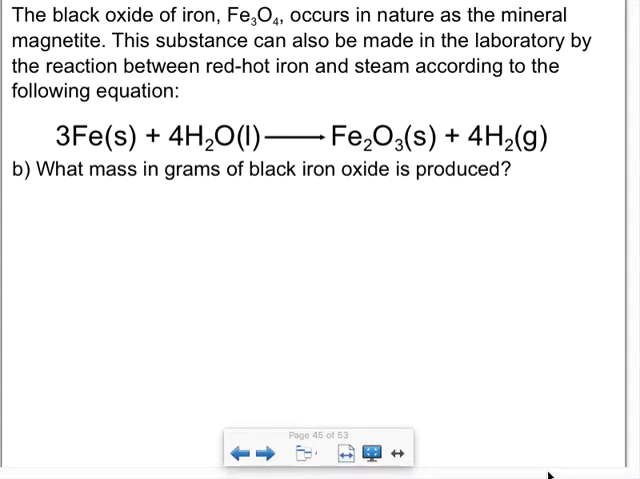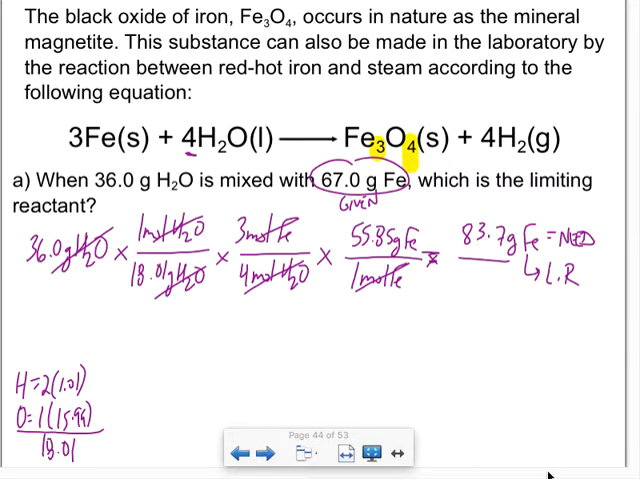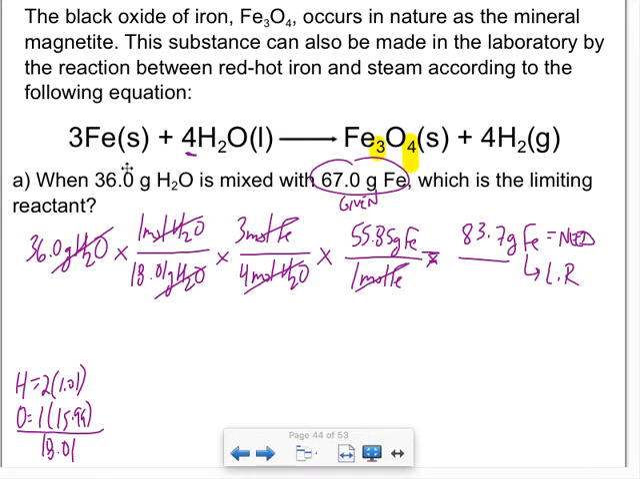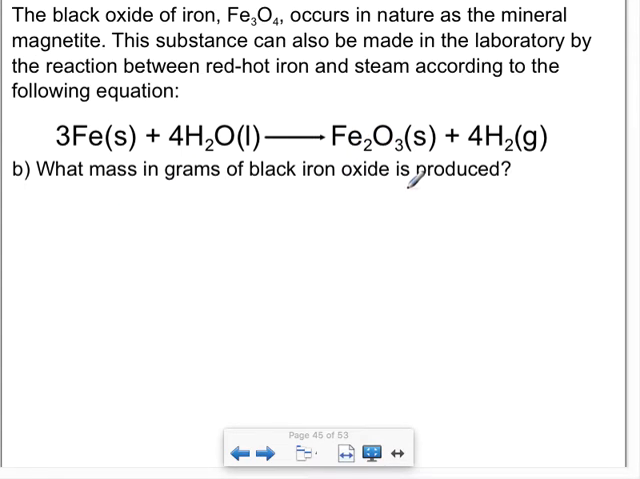Let's move on to the second problem here. What mass in grams of black iron oxide is produced? Whenever it's asking you for the actual product, you always have to start with your limiting reactant. We just determined in this problem that iron is my limiting reactant, so you have to start with iron. You start with the original problem setup, 67 grams of iron. You start with what you're given.